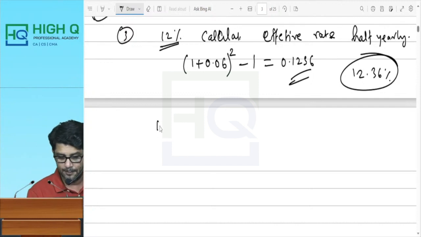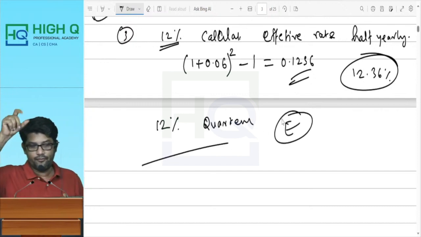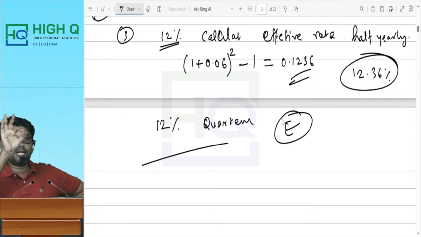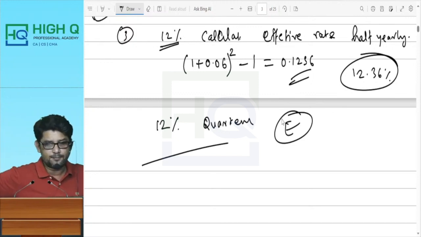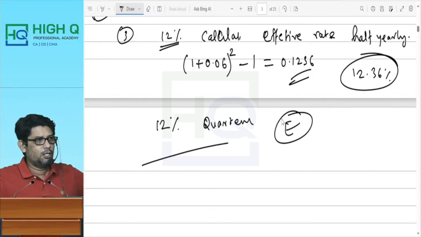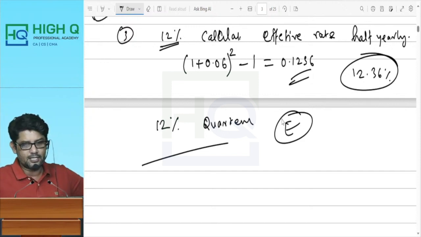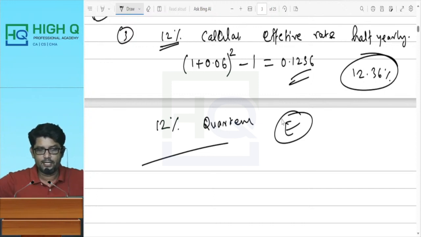I'll give one different example. For the same 12% on a quarterly basis, find effective rate of interest. Just apply the method shown, using the calculator. Yes, please, fast. Quarterly basis, 12% quarterly basis, please, my dear, fast.